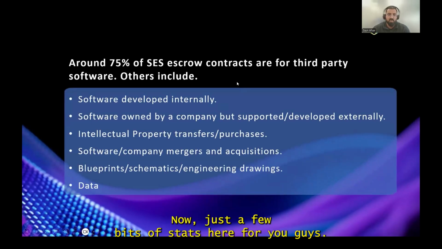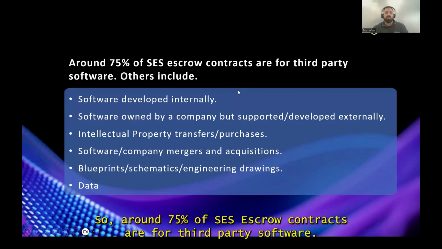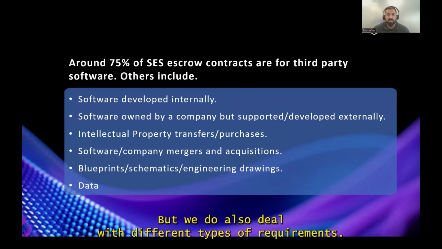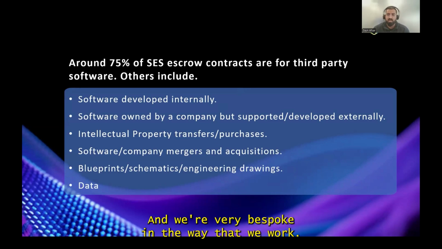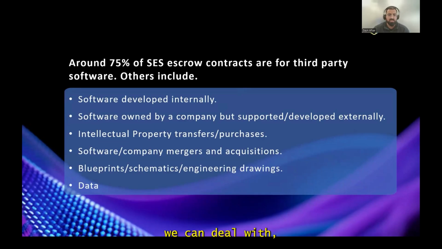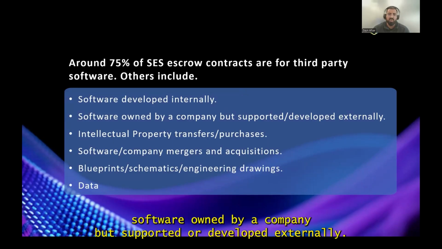Now, just a few bits of stats here for you. Around 75% of SES Escrow contracts are for third-party software, but we do also deal with different types of requirements, and we're very bespoke in the way that we work. So we also handle software that's being developed internally. As I mentioned, development contracts we can deal with. Software owned by a company but supported or developed externally.